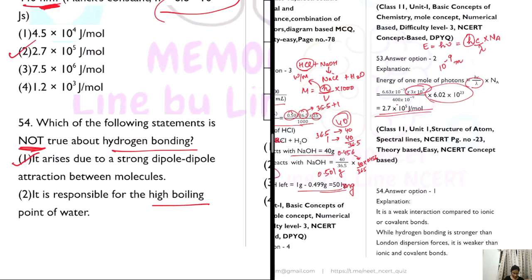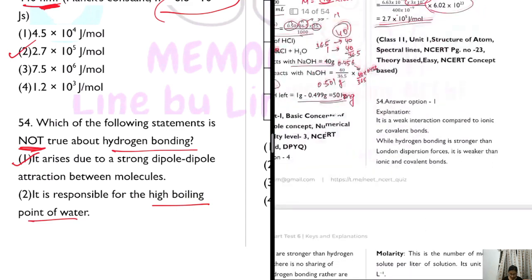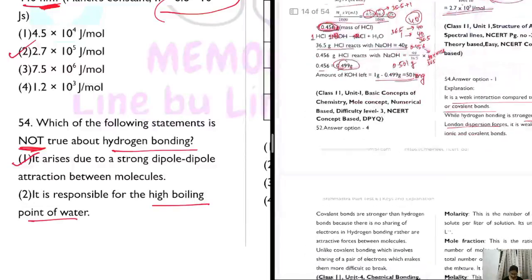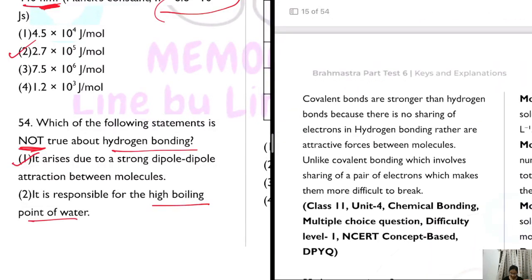See, it is obviously responsible for high boiling point of water because if interactions are a bit stronger, the boiling point would be more. Okay, so it is a weak interaction compared to ionic and covalent bonds, but stronger than London dispersion forces. Okay, so this is our answer. Let's see some more reasoning. Covalent bonds are stronger than hydrogen bonds. Why? Because in hydrogen bond there is no sharing of electrons. Okay, but in covalent bond there is a sharing of electrons. So it makes it more difficult to break.